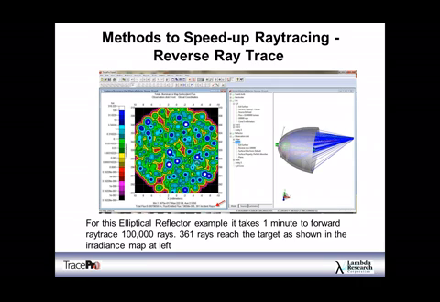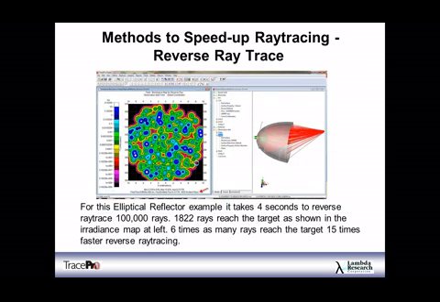So for this elliptical reflector example, it takes 1 minute to forward ray trace. So the normal mode in TracePro, forward ray tracing, I trace 100,000 rays. I only get 361 rays to the target, as shown in the radiance map at left. But if I do the reverse ray trace, look, I get a much better answer. It takes only 4 seconds to reverse ray trace 100,000 rays, and 1,822 rays reach the target. 6 times as many rays are then reaching the target, and it ray traces 15 times faster.